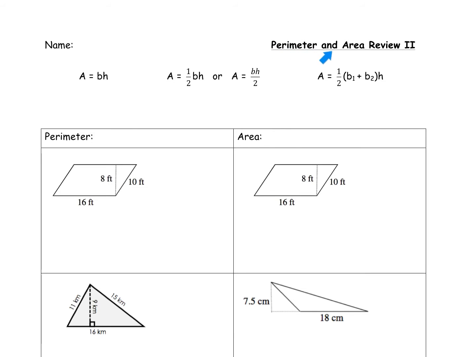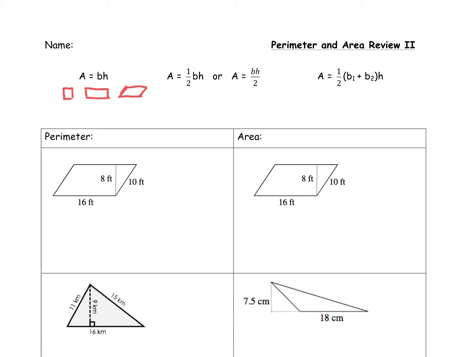Well, this is our perimeter and area review too. So we're going to start with the formulas we've discussed. This first formula is the area formula for a parallelogram. And since squares are parallelograms and rectangles are parallelograms, we can use this for not only the parallelogram, but we can use it for square and rectangle as well.